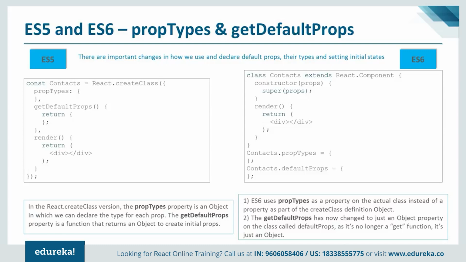The get default props has now been changed to just an object property on the class called default props. As you can see over here, the get default props is nowhere. It has now changed to just an object property on the class called default props, as it is no longer a get function. It's just an object. Earlier it was a get function. It was returning something, but now it is not a get function. It's just an object. This is the second difference.